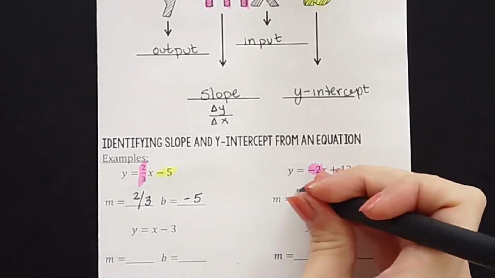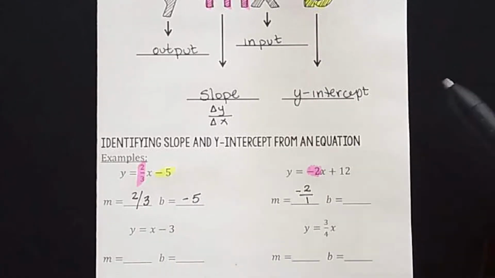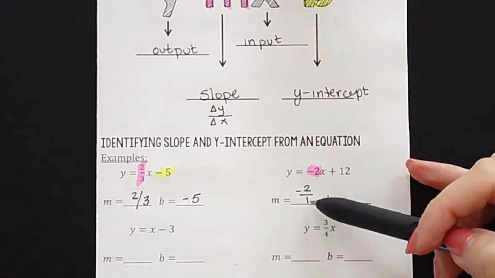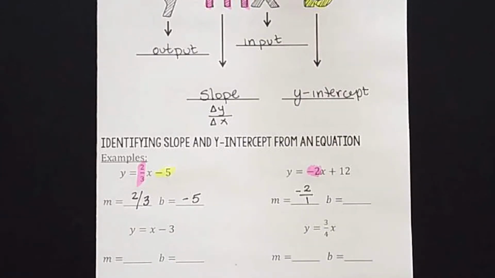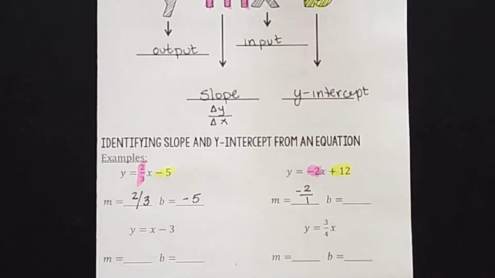When I write this, I am going to write it as a fraction. So it would be -2/1. I'm going to write it as a fraction so that I can see my rise and my run. And our y-intercept, or the constant, is +12.